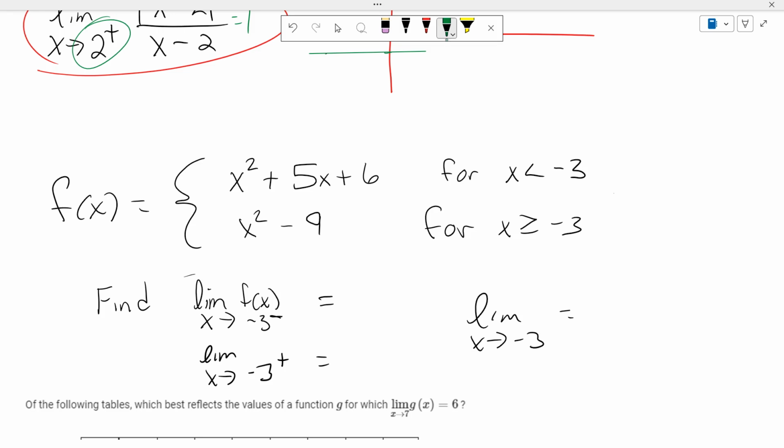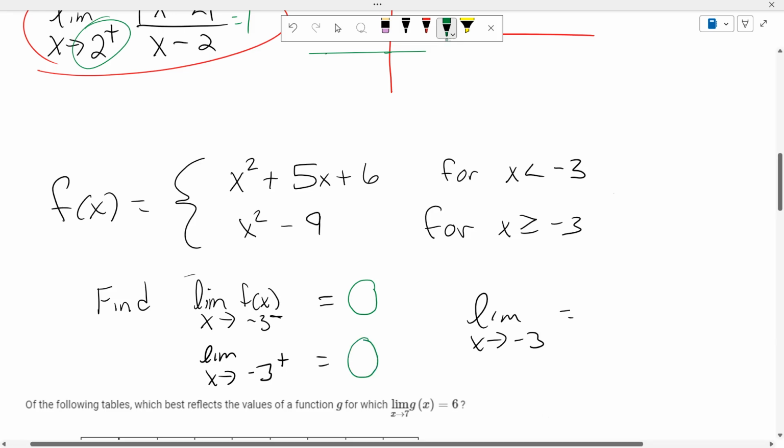So if we stick negative 3 in the top one, we get 9 minus 15 plus 6, which is 0. What's the limit as x approaches negative 3 from the right? So it's the bottom one. 9 minus 9 is 0. So what's the limit? 0, because they both match.